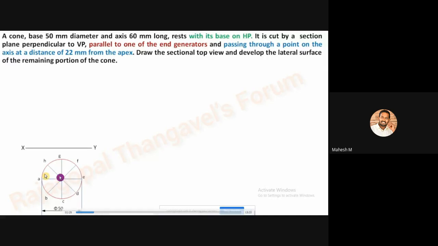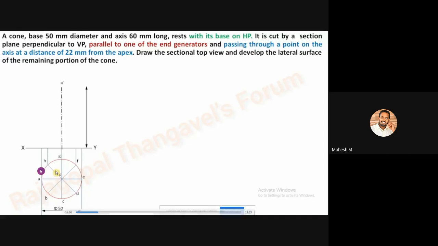The center point is O. Here you have to highlight only the circle. These lines are not necessary because they are assumption lines. We draw these lines only to increase the precision of our drawing. So it is not necessary to highlight these lines in a cone and also in a cylinder.